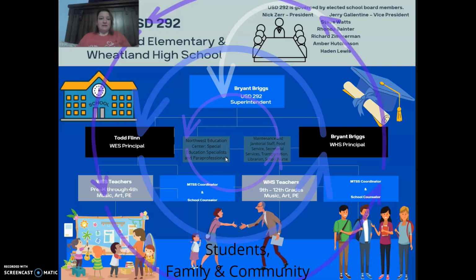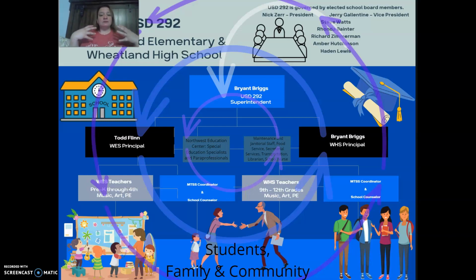USD 292 is composed of two schools, the Wheatland Elementary School and the Wheatland High School. The 292 students go to USD 291 for middle school, and then 291 high school students come to 292. So we are in a cooperative program there. So we are in what I would consider a participatory organizational structure. Everyone has say, and I really do feel like most of the time everybody's opinions are valued and listened to.